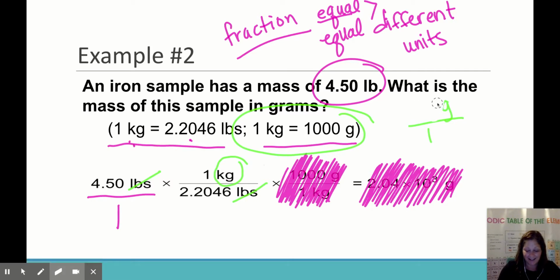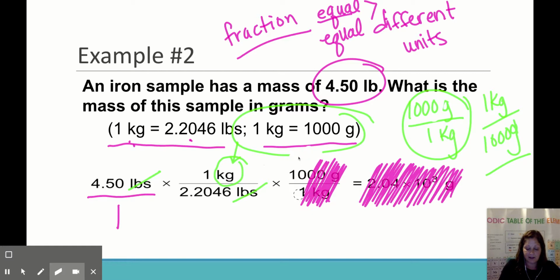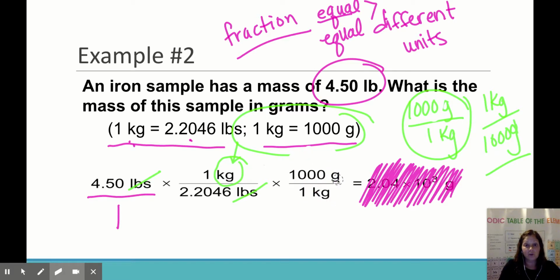I either need to multiply by 1,000 grams over 1 kilogram or 1 kilogram over 1,000 grams. I need to use the factor that will cancel out these kilograms, which means I need to use the conversion factor with kilograms in the denominator. So when I plug that in, I do 1,000 grams over 1 kilogram. And what this allows me to do, numerator to denominator, because we're multiplying, these will cancel out.